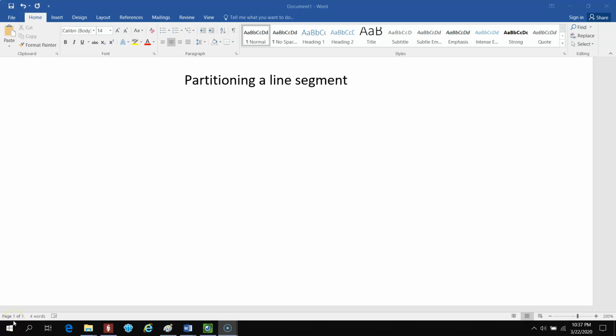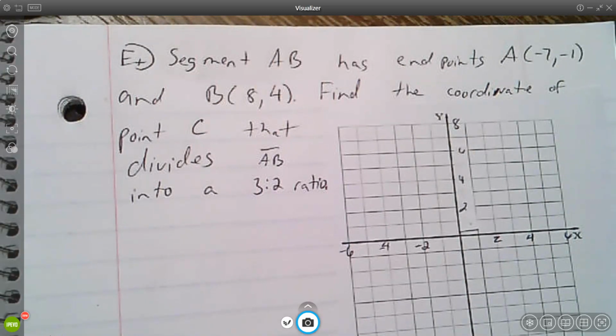This video will be about partitioning a line segment. All right, here's our first example. It says segment AB has endpoints at (-7, -1) for A and (8, 4) for B. Find a coordinate C that divides segment AB into a ratio of 3 to 2.